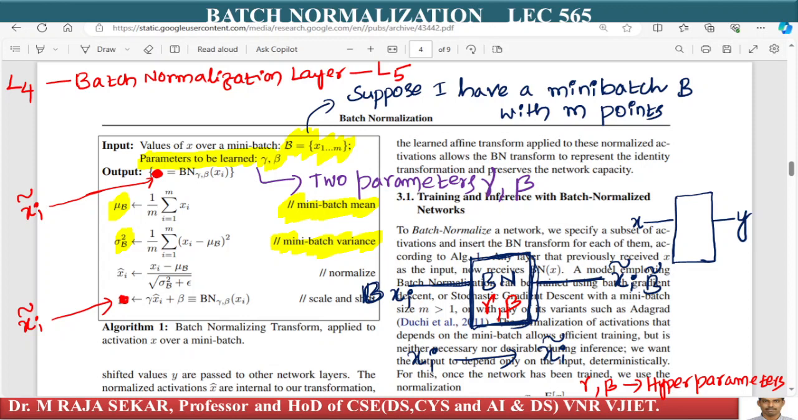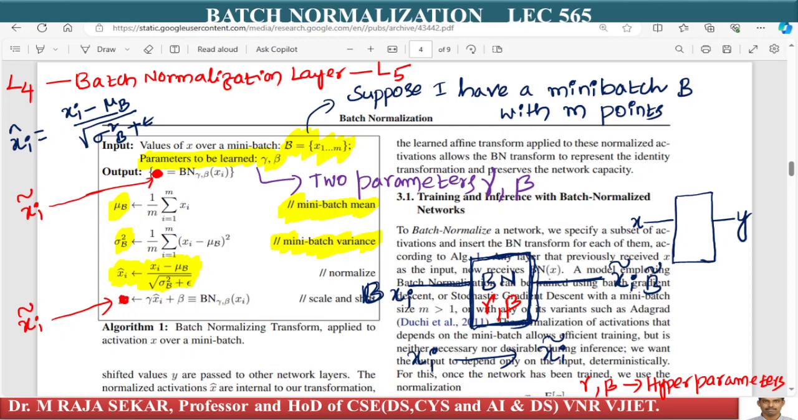We are computing the variance of the batch. How can I calculate? Sigma b square equal to 1 by m, sigma i equal to 1 to m, xi minus mu b whole square. And for every point xi, now you subtract the mean and divide by the standard deviation. Just see what I am doing: xi minus mu b by under root of sigma b square plus epsilon.